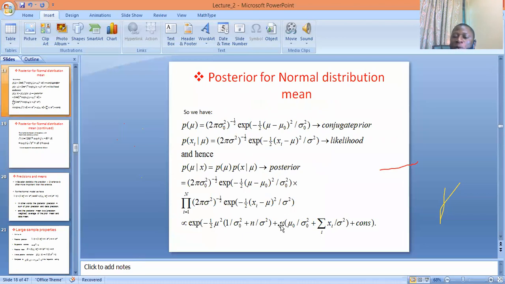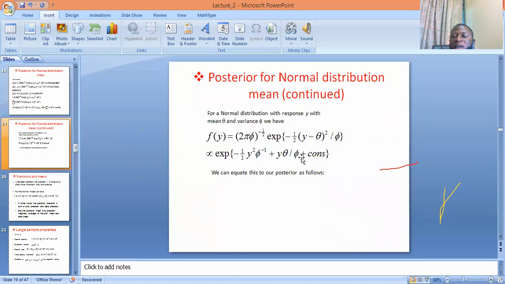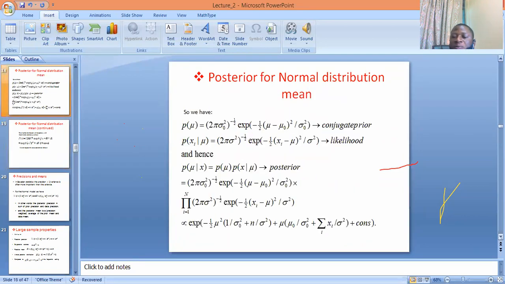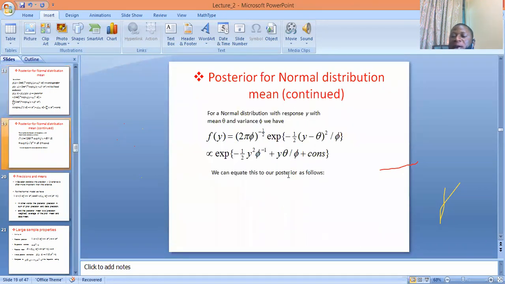So this mu is your y. What is remaining here is equal to theta over phi. That means this theta over phi is equal to the mean of the prior distribution divided by the variance of the prior distribution, plus the summation of the data points divided by the variance of the data. So what is inside here is equal to theta over phi.